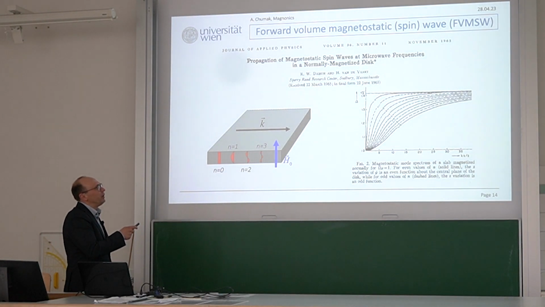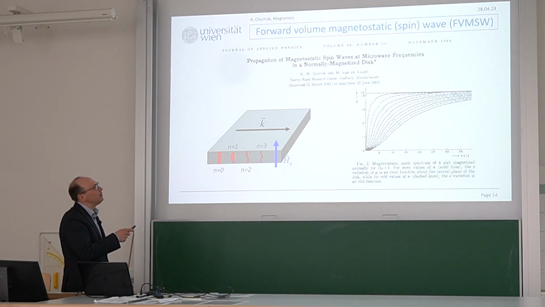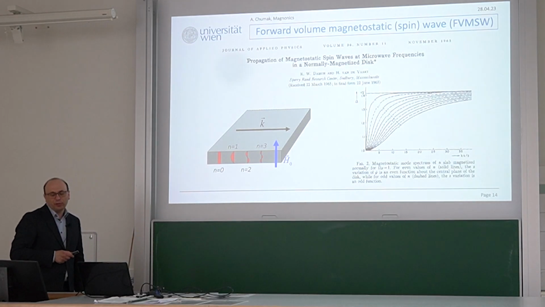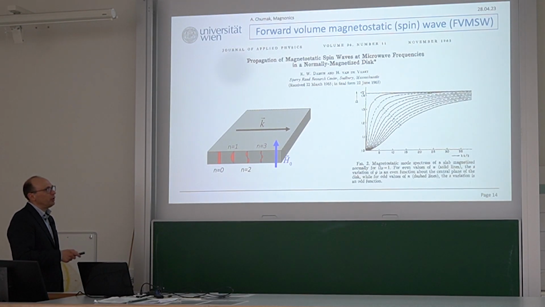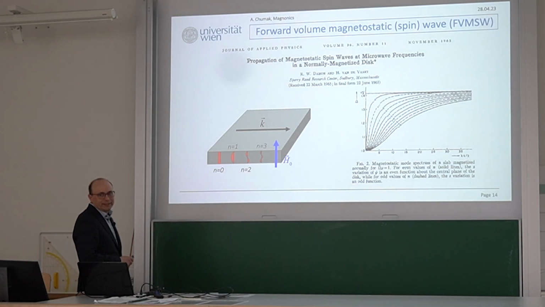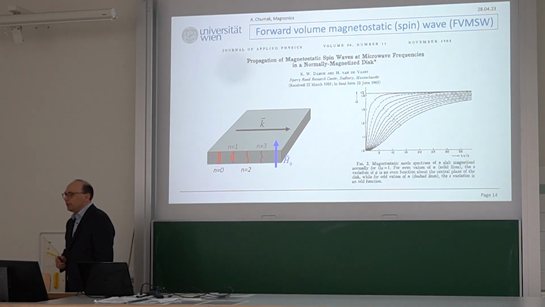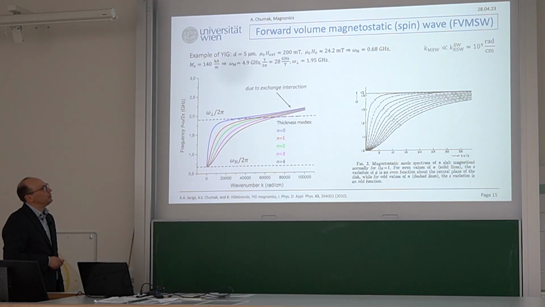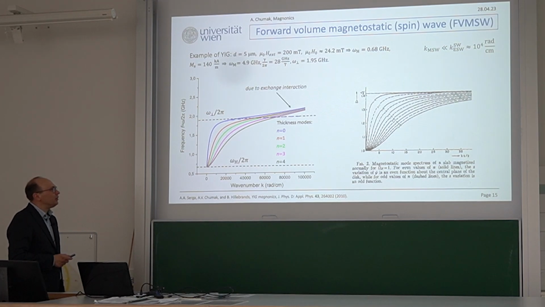And if you go to the very original paper of 1965, Damon and van de Vaart, who did it for forward volume waves, these are the dispersions, and this is the lowest mode, n equals 0. And then you have such dispersions for n equals 2, 3, 4, 5, and so on for higher order thickness modes. So let's not forget that you can get higher order thickness modes in the system. And that's what you can get by calculating yourself.